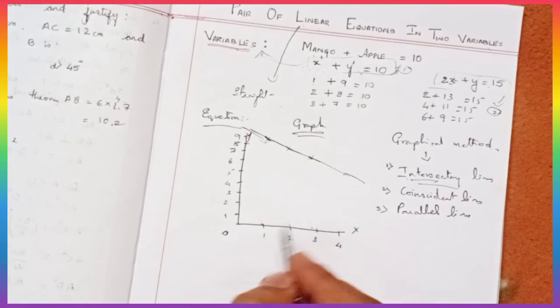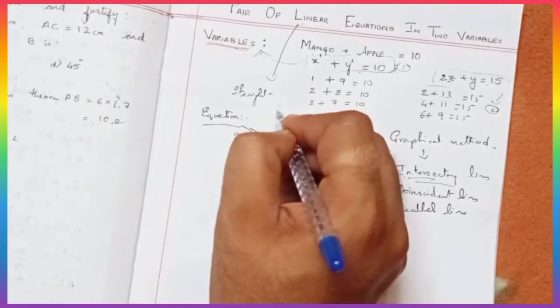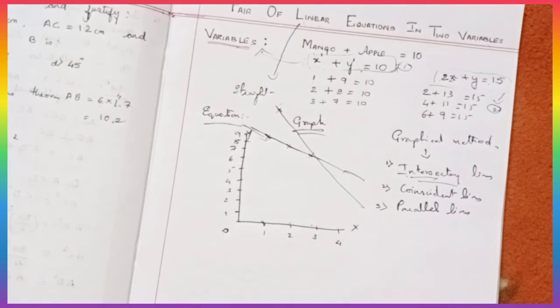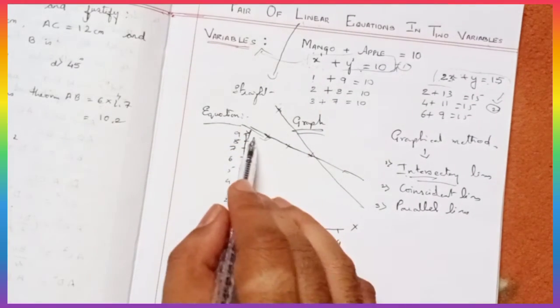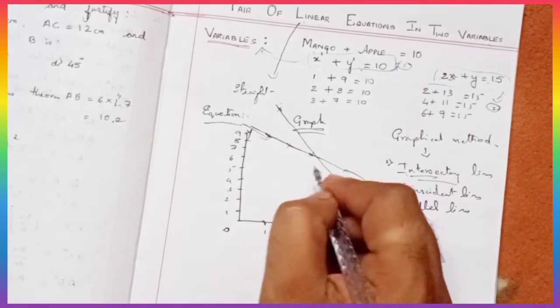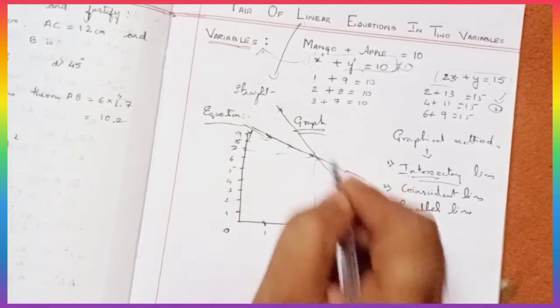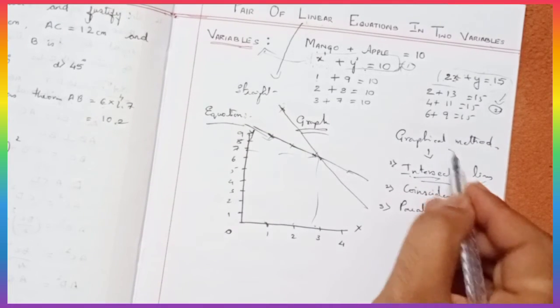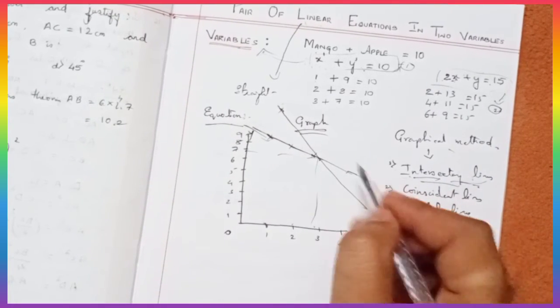So if x is equal to 1, what should be the value of y? Somewhere else it comes here. Like that, another line comes and intersects. When two lines intersect each other, we call them intersecting lines. In the graphical method, the first one is intersecting lines.